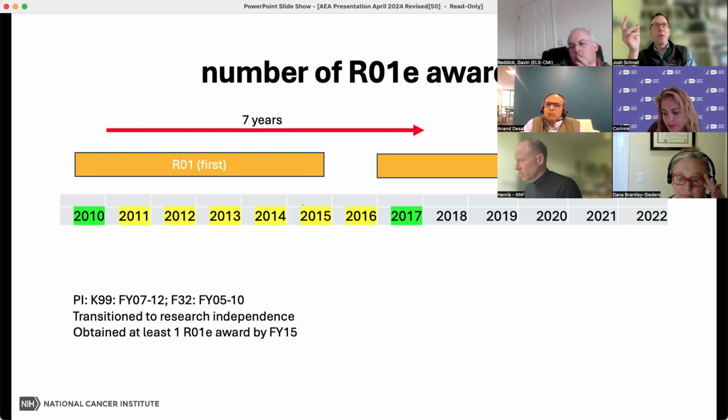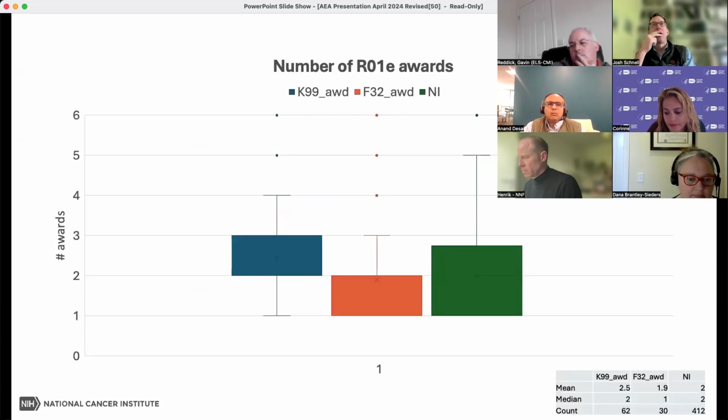Because most are 5 years, like 5 years for the first one, and then they've got like a 2-year buffer to submit the second one. Right. Okay, got it. And so during that follow-up period, you're seeing about 2.5 awards for the K99 folks, and then for F32s or other new investigators, about 2. Yeah, so it's within 7 years of their first. We give them the 7-year period after their first award.